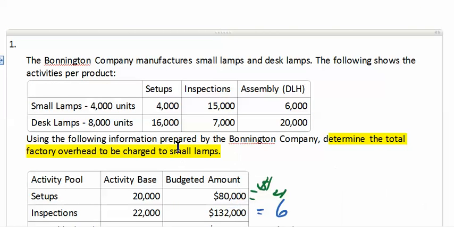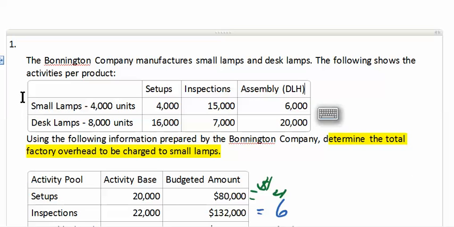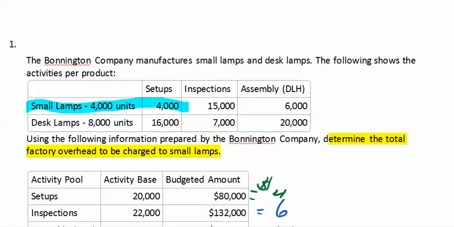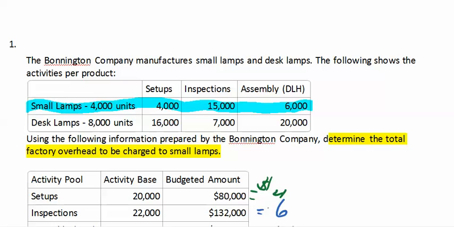If I'm now looking for the small lamps, we can take the small lamps and consider how much is being consumed. The small lamps are consuming 4,000 setups, 15,000 inspections, and 6,000 direct labor hours. So I can continue with my calculations. I'll take the $4 times 4,000, and that will equal $16,000.